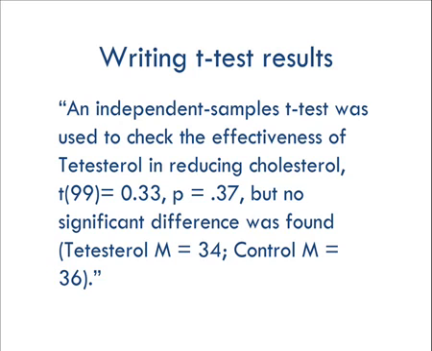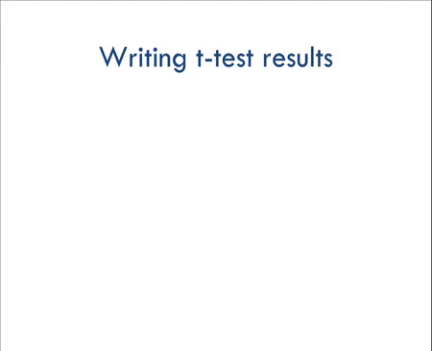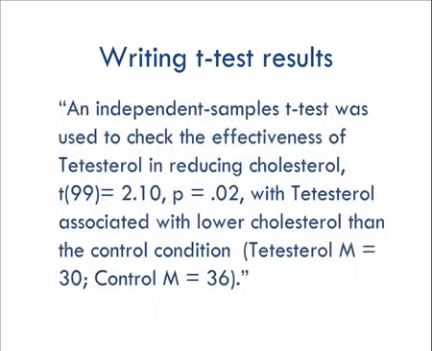The number in parentheses is the degrees of freedom, which is the sample size minus 1. Here, since the df is 99, that tells us there were 100 people in the sample. Finally, the mean scores of each group are given. In this case, there was no significant difference. But if there was a significant difference, this is how we would write it out. When you have a significant difference, the means are especially important, as they show the reader which group is bigger.